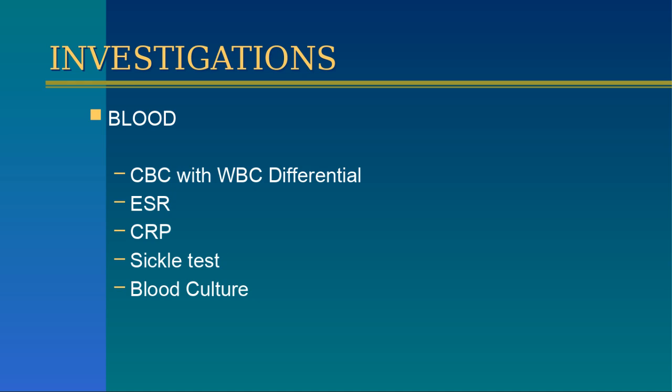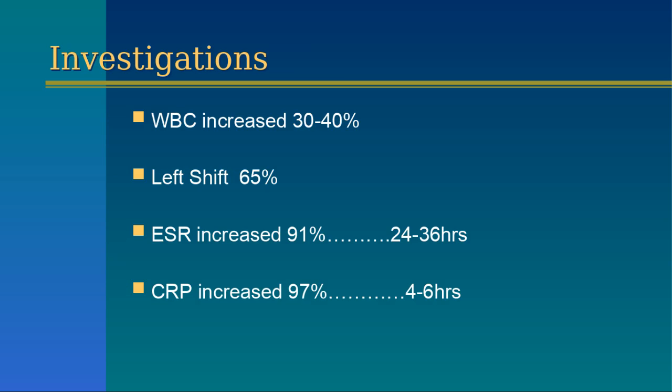The CRP rises faster and falls faster than the ESR. We follow these as biochemical markers for the management of the patient. The white cell count is increased in up to 40% of patients. We talk about that left shift. So you can see here, within a couple of hours, your CRP is elevated in 97% of patients. The ESR follows shortly after, but certainly within a day or two, you would have both being increased significantly.